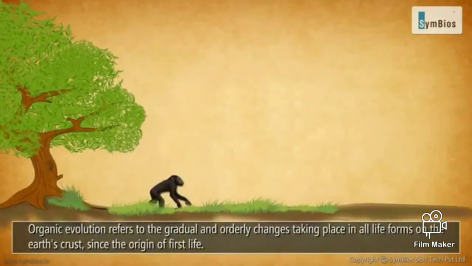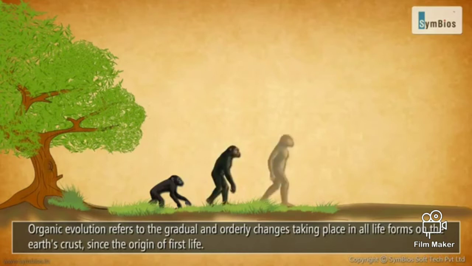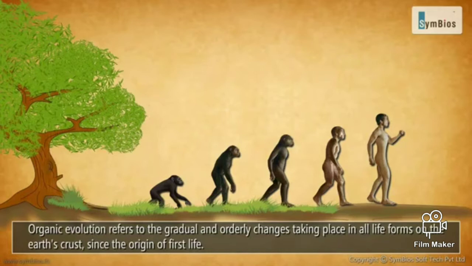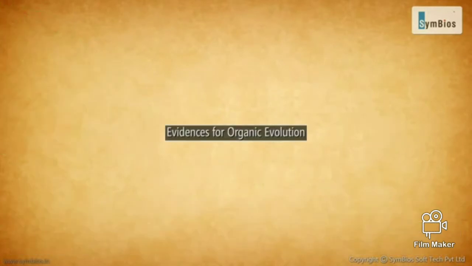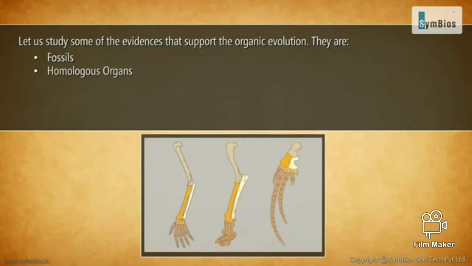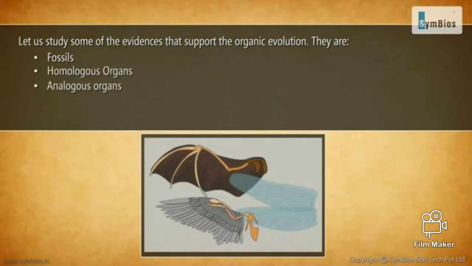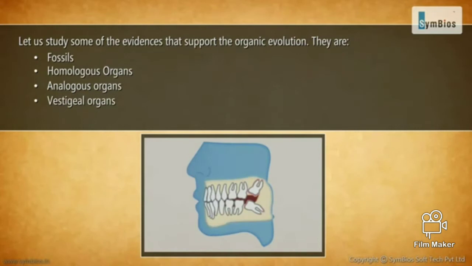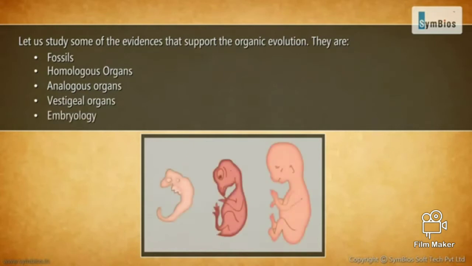Organic evolution refers to the gradual and orderly changes taking place in all life forms on the Earth's crust since the origin of first life. Evidences for organic evolution. Let us study some of the evidences that support organic evolution. They are fossils, homologous organs, analogous organs, vestigial organs, and embryology.